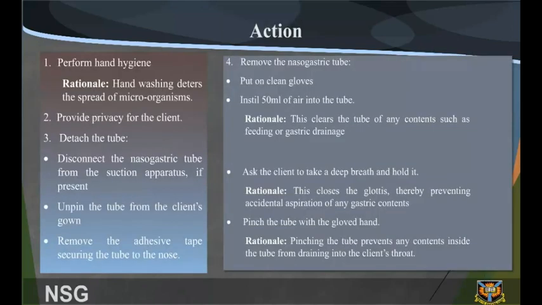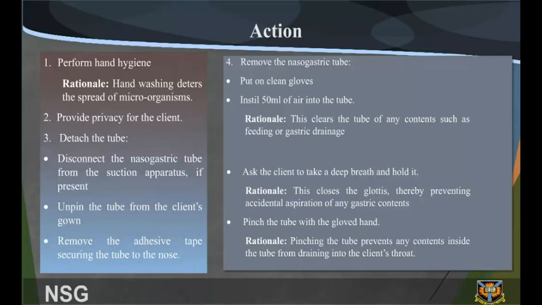Action. Perform hand hygiene. Hand washing deters the spread of microorganisms. Provide privacy for the client. Detach the tube. Disconnect the nasogastric tube from the suction apparatus, if present. Unpin the tube from the client's gown. Remove the adhesive tape securing the tube to the nose.